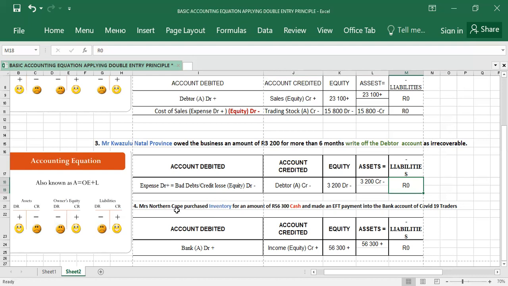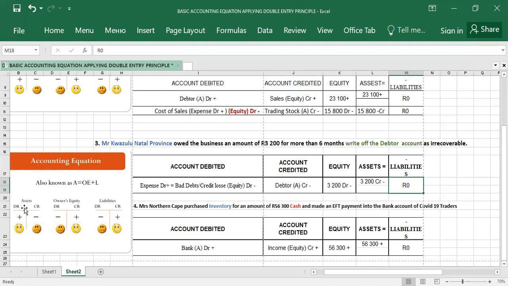It means that the money is leaving the bank account of Miss Northern Cape, and that money is coming into our business. What is the name of our business? COVID-19 Traders. That's how you need to understand your accounts and your questions. All right. Now, Miss Northern Cape purchased inventory for an amount of 56,300 cash. Now, what is happening with our business bank account? We are receiving more money. How much? 56,300. The word cash is affecting our asset, specifically our bank account.